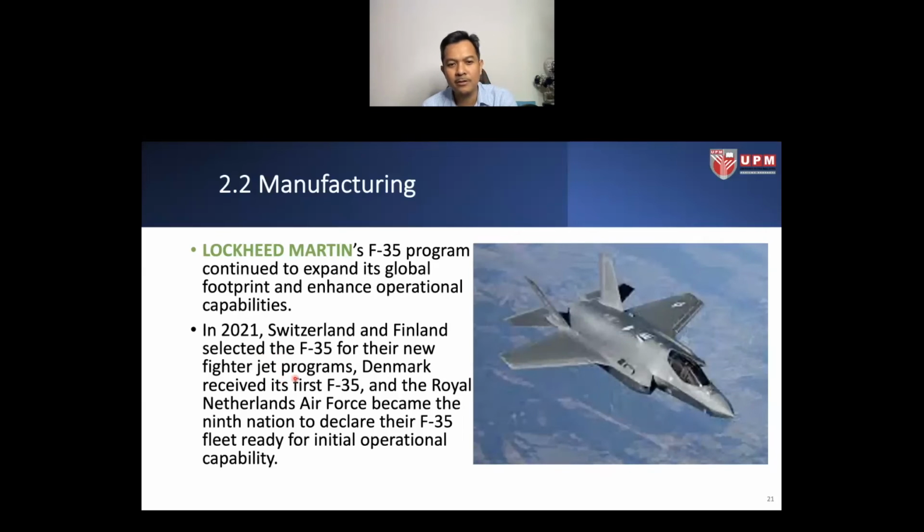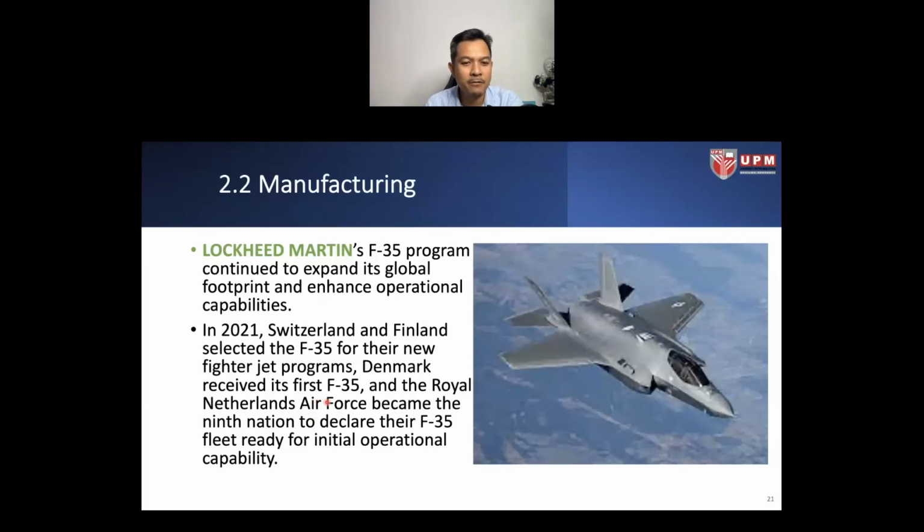We still do not know whether Malaysia is going for the F-18 or the Eurofighter or what. We don't know yet. Maybe after the election we will know, and it will be announced by the new defense minister. So it is quite a huge investment for Malaysia.